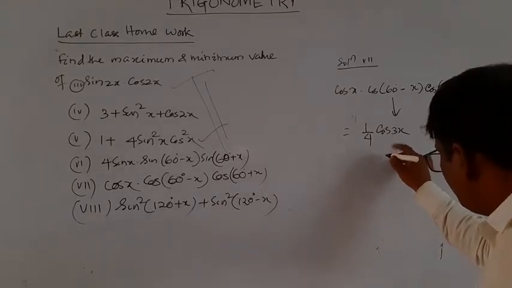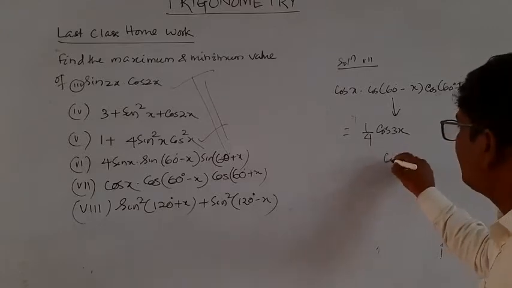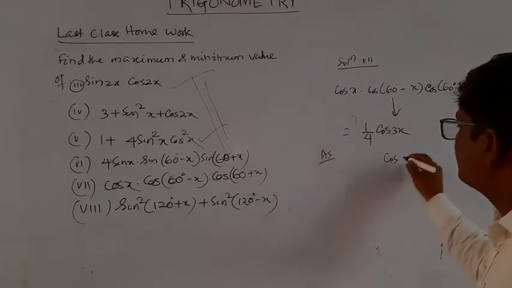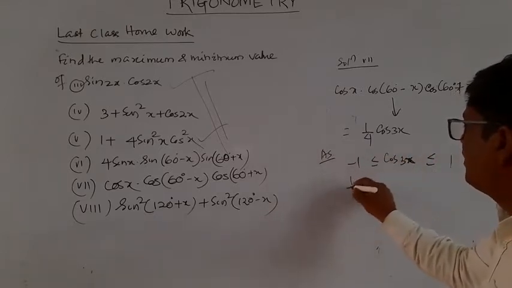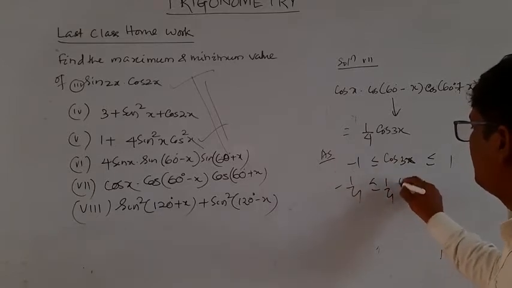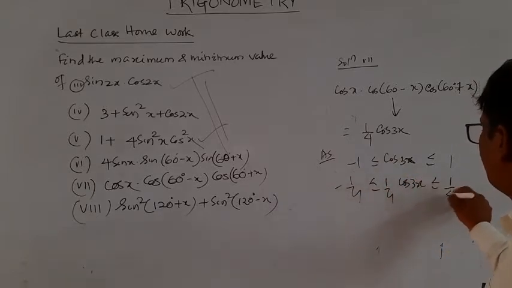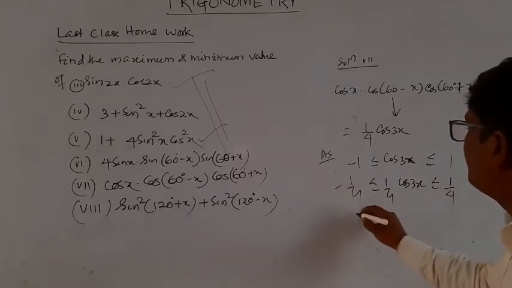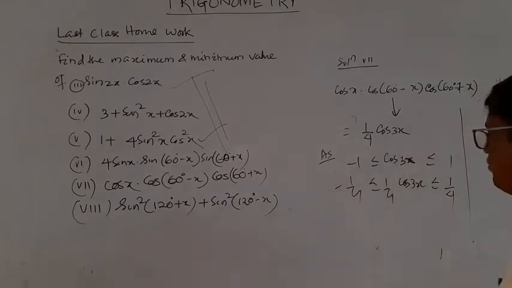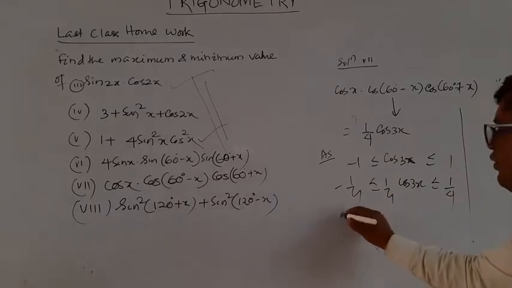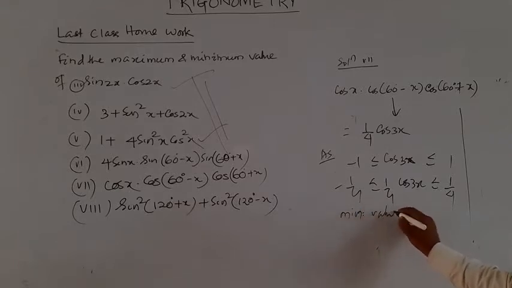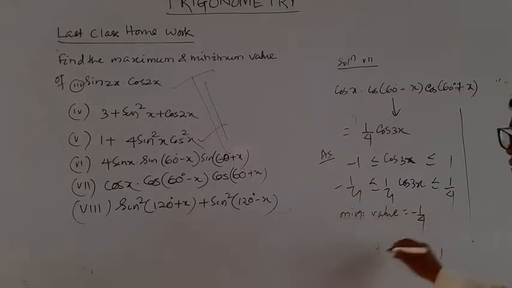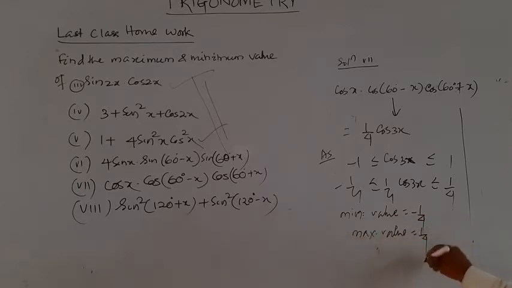We know the minimum value of cos is minus 1, or you can write that cos 3x lies between minus 1 to plus 1. So multiply by 1 by 4: minus 1 by 4 is less than or equal to 1 by 4 cos 3x, which is less than or equal to 1 by 4. This is the minimum value. So minimum value is equal to minus 1 by 4. Maximum value is equal to 1 by 4.